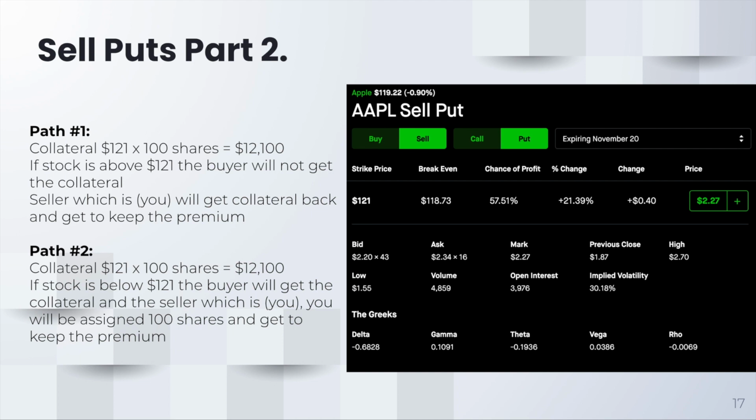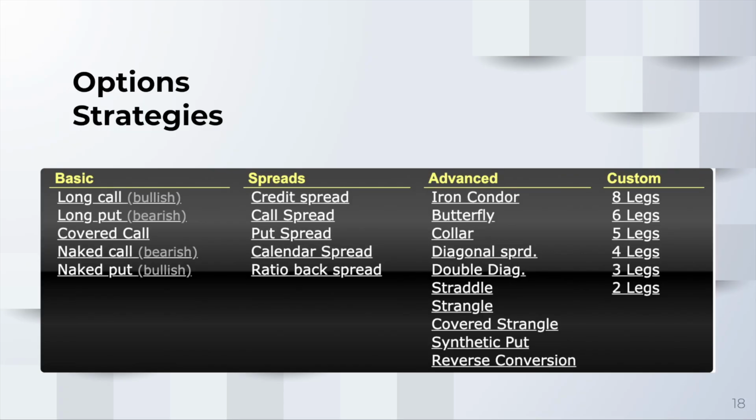Path number 2. Collateral is still the same, $12,100. If the stock is below $121 at expiration, the buyer will get the collateral and the seller, which is you, will get assigned 100 shares and get to keep the premium. Later on, when you get more comfortable in buying options and selling options, you will be able to start doing more complex strategies with options, which, for example, are credit spreads, iron condors, and butterflies, and the list goes on.